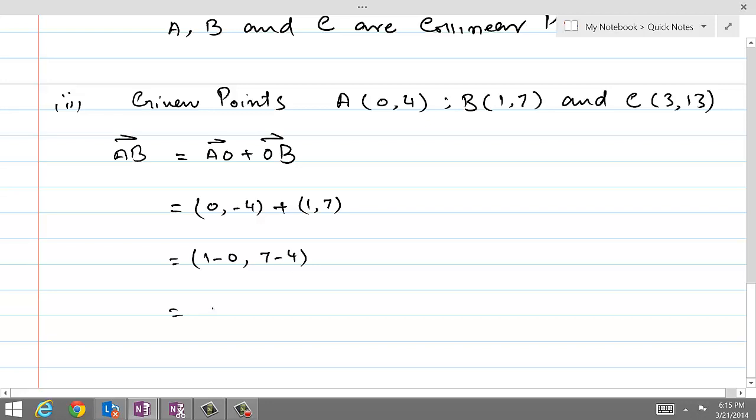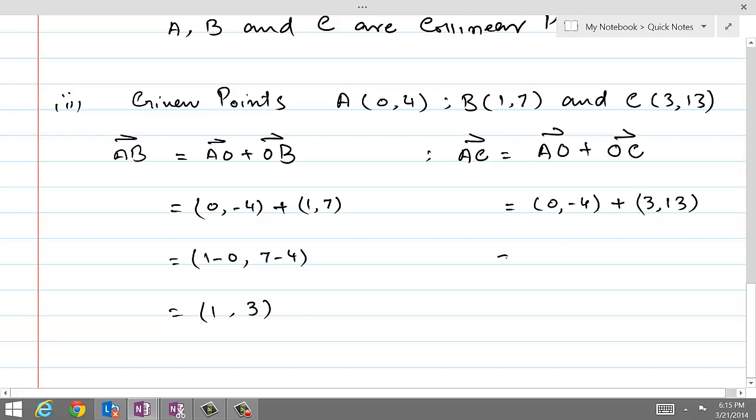So this is equal to 1 and 3. So this is the displacement vector AB, and now let's find out what AC is. AC is equal to AO plus OC. So this time AO, like before, is again 0 minus 4, just changing the signs of the position vector of A, plus OC is the same, that is 3, 13.